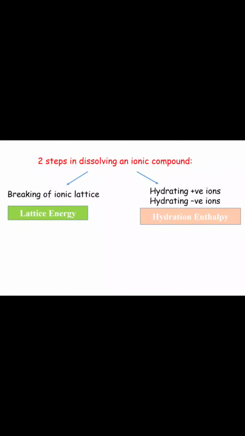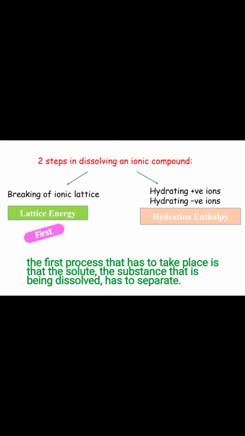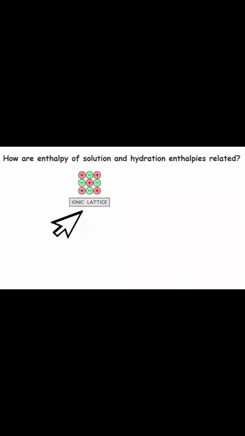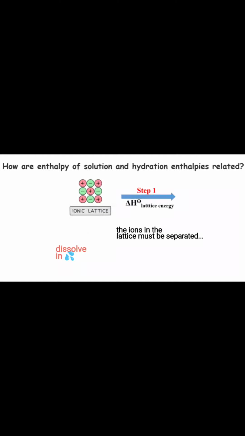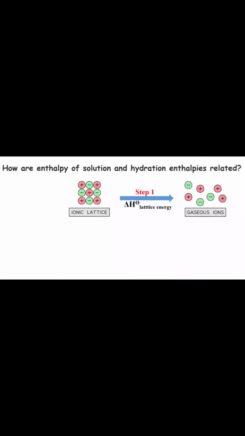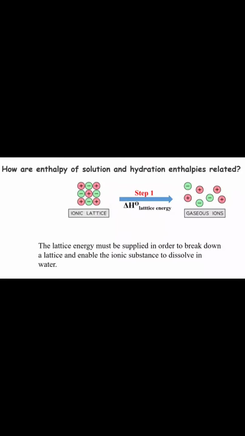Now, let's look at the first step. In order for an ionic substance to dissolve in water, the ions in the lattice must be separated. This requires energy to overcome the electrical attractions between the ions. The lattice energy must be supplied in order to break down a lattice and enable the ionic substance to dissolve in water.